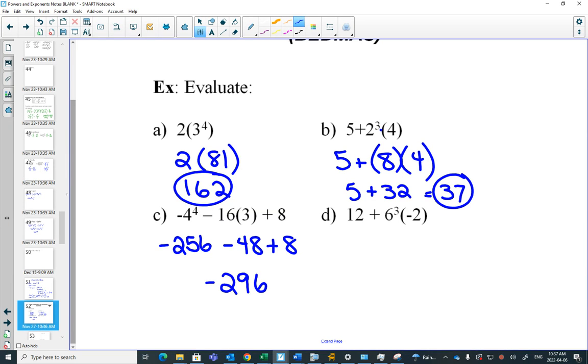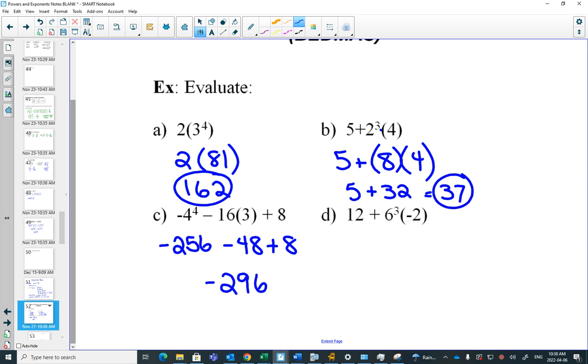Woo, someone want to check that on the calculator? Is that right? Am I off? 16 times 3? Oh, wait, sorry. No, that's right. Minus 256 minus 48 plus 8. Did I get it right? Oh, you know what? On this calculator, I'll show you what you did. This is the negative sign. Perfect. But then if you're subtracting, you have to use the subtracting one. Okay.